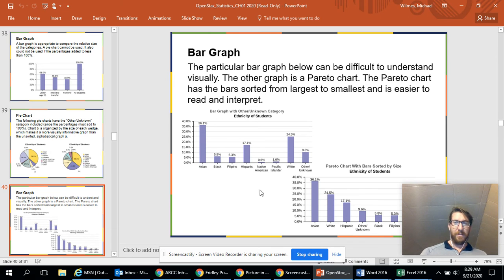Okay, here we're talking about a specific bar graph. A Pareto chart has the bars sorted from largest to smallest, and it's easier to read and interpret, so they sort it for you, which is kind of handy.